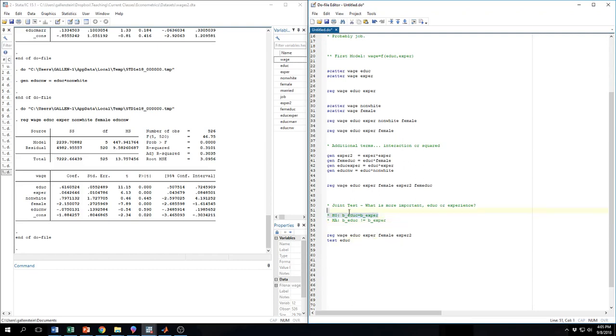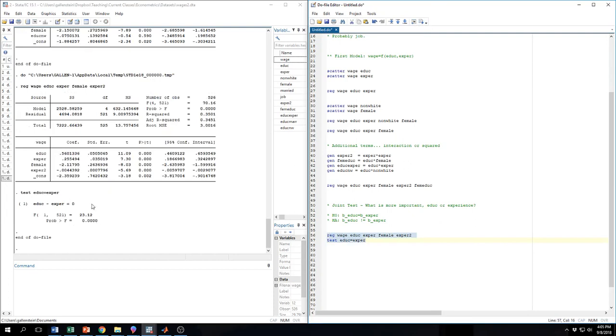If we reject the null hypothesis, then that means that education and experience are not equal to each other, and we can just look at the coefficients and say which one's bigger. If we fail to reject the null hypothesis, then we cannot say that one of them is larger than the other. So let's test it: education equals experience. We just run the regression and we do test education equals experience.